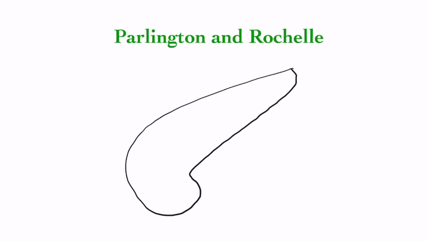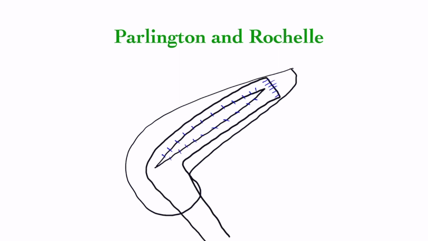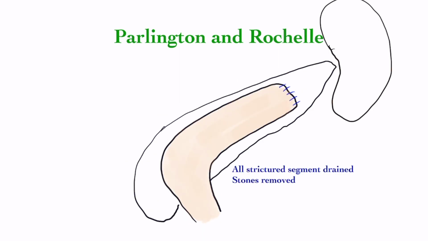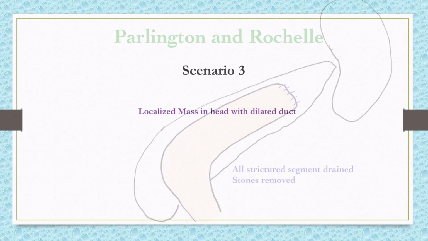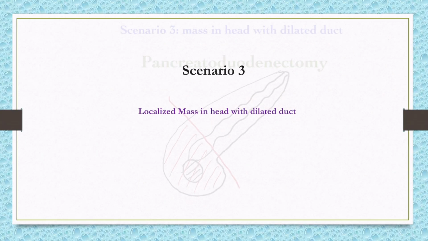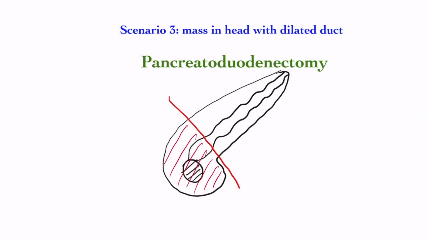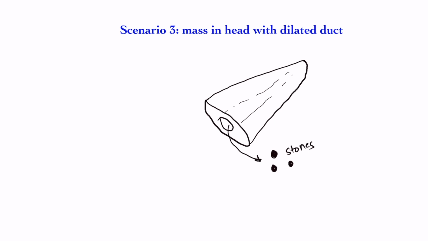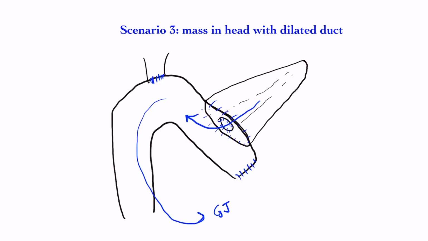To overcome this problem, Partington and Rochelle modified Puestow procedure. Duct was opened longitudinally and anastomosed to a long opening in jejunum, so spleen can be preserved, leading to less blood loss. All stones can be removed and all strictured areas are also drained. Scenario 3. Localized mass in head with dilated duct. In such case, as per rule mentioned earlier, pancreatoduodenectomy is done, and after removing any stones, duct is anastomosed to jejunal loop as standard in Whipple's.